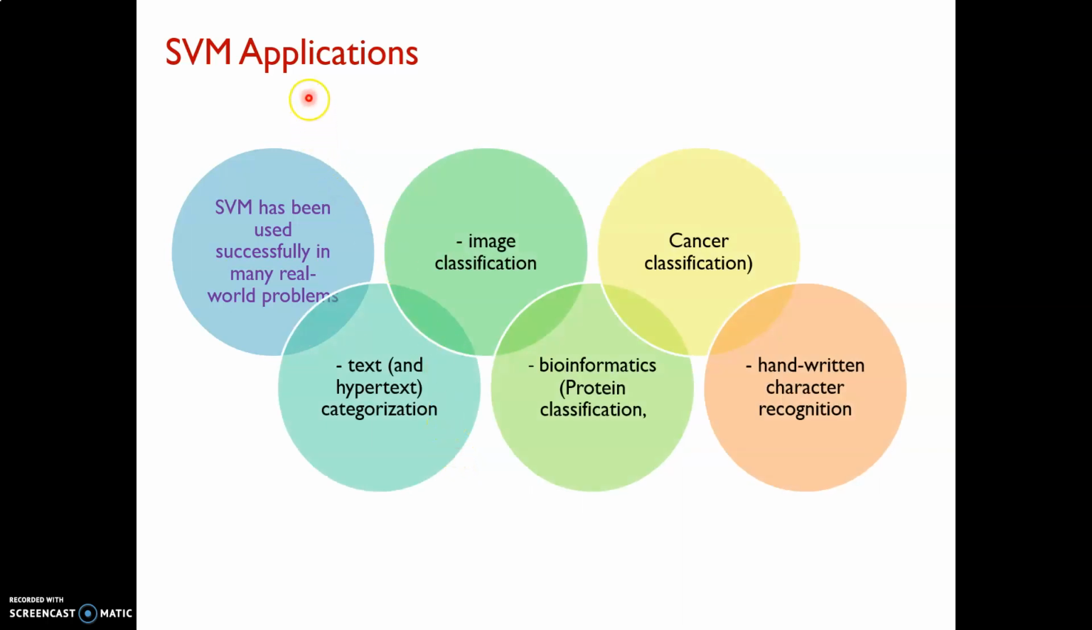Next, a few applications using SVM. SVM has been used successfully in many real-world problems such as image classification and the bioinformatics field like protein classification, cancer classification, medical applications, and then handwritten character recognition. These are some applications of SVM algorithms.